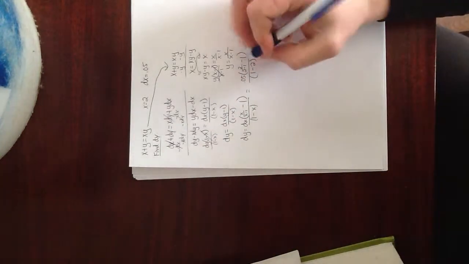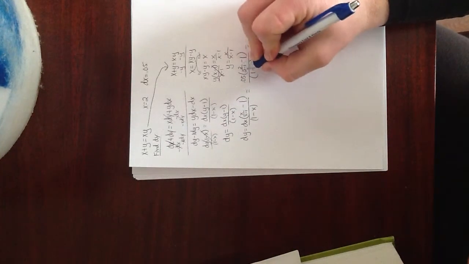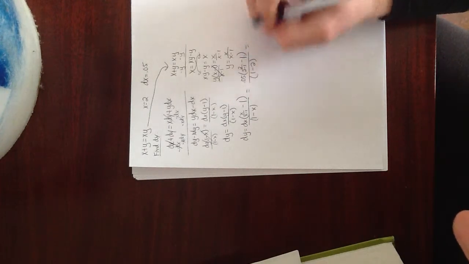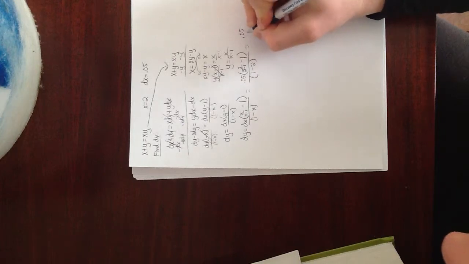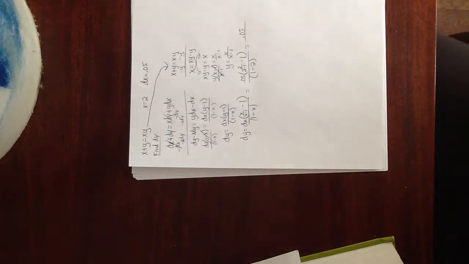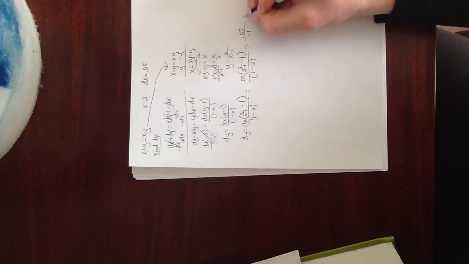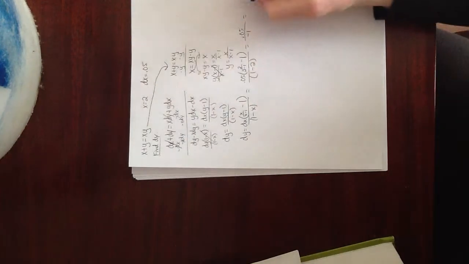Easy deal now, just clean this up here. 2 minus 1 is 1, 2 over 1 is 2, 2 minus 1 is 1, so on top I have 0.05. And on the bottom, 1 minus 2 is negative 1. So my answer then, my change in y, is negative 0.05.